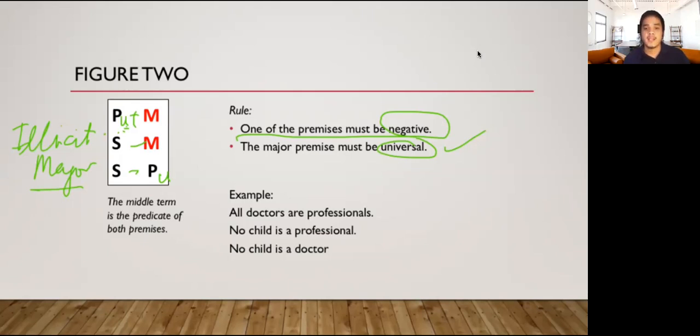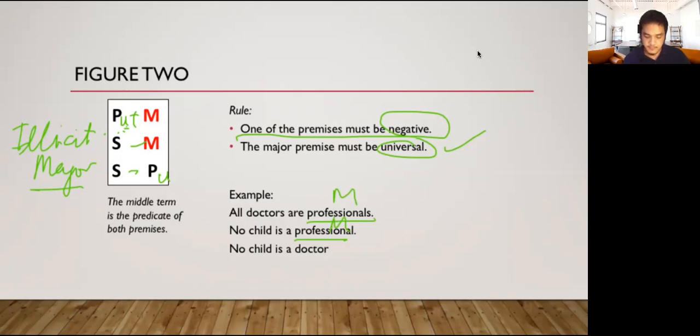Okay, so we have one example here, and later we can create our own figure two syllogism. All doctors are professionals, no child is a professional. So obviously we have figure two, but it must also be scrutinized whether all aspects in our syllogism are consistent.